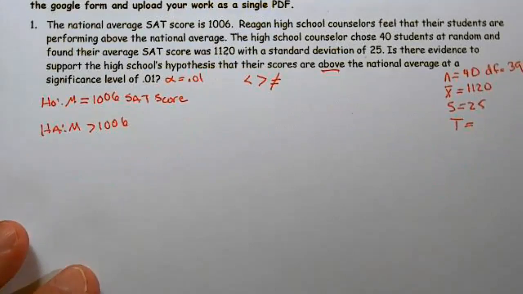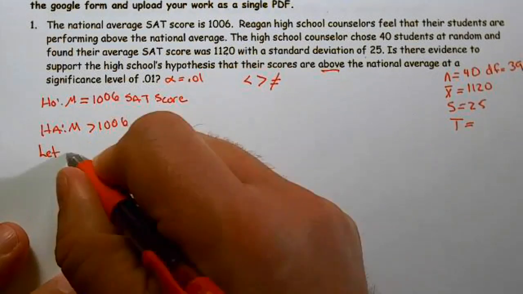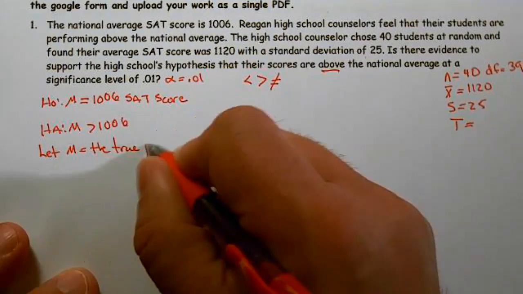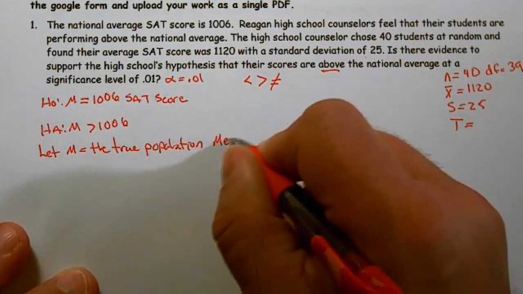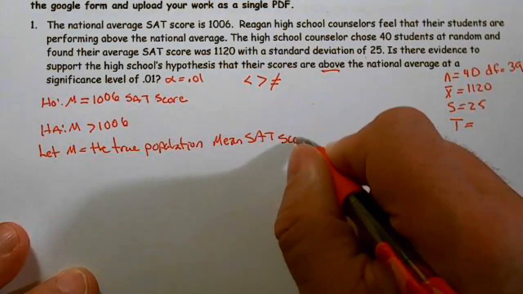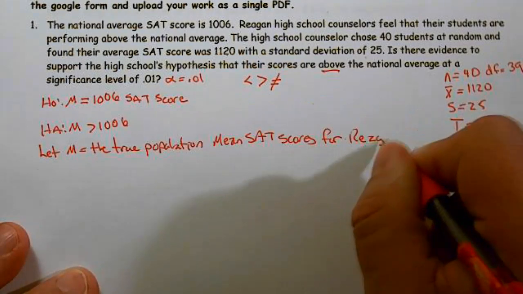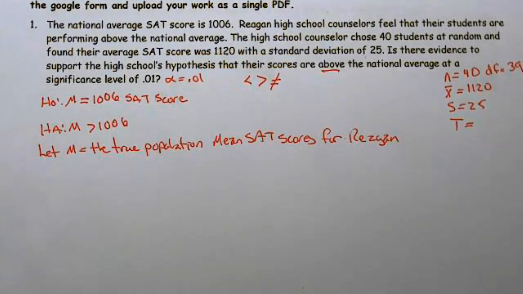Next thing we need to do is define our parameter, which is mu. So let mu equal the true population mean SAT scores for Reagan, because we're not looking at it for the US or the world, we're just looking at it for Reagan High School. And it'd probably have been great if I said Reagan High School, but I'm going to try to keep it shorter.